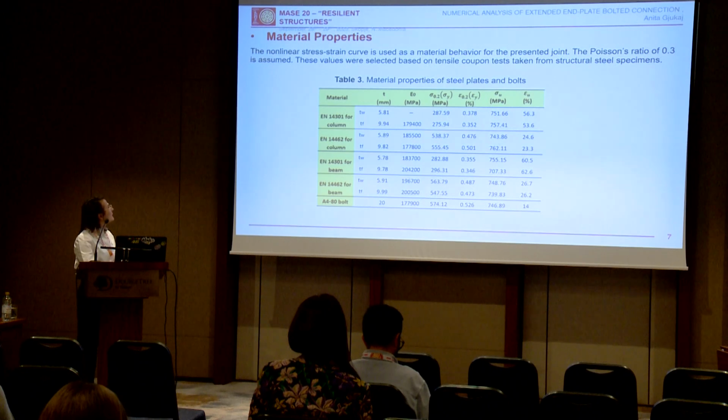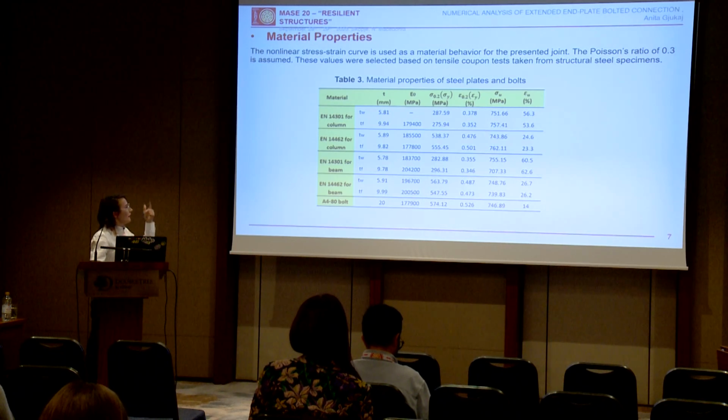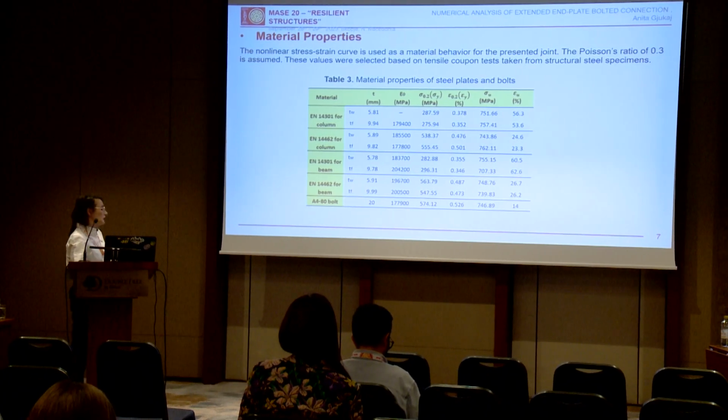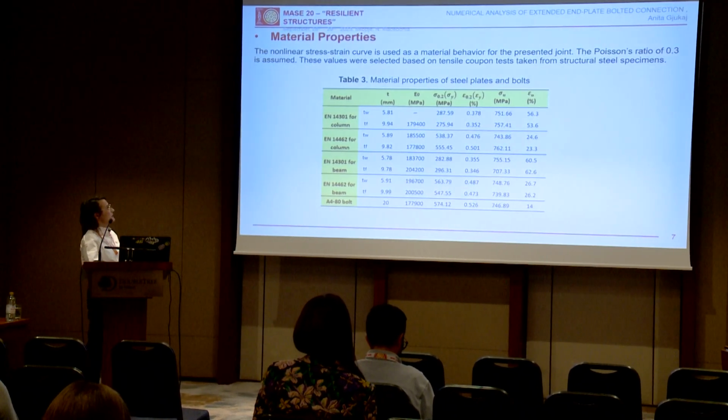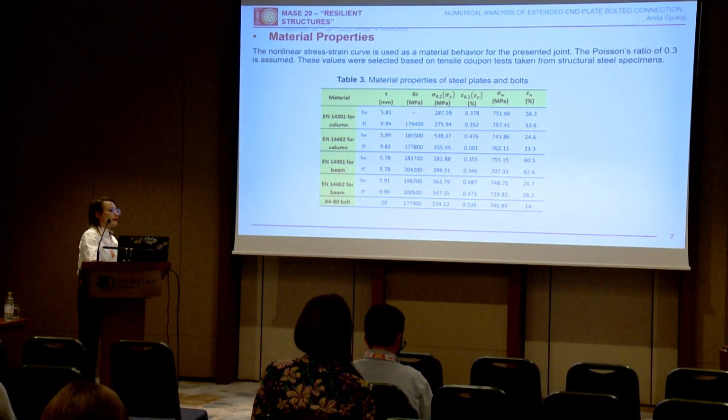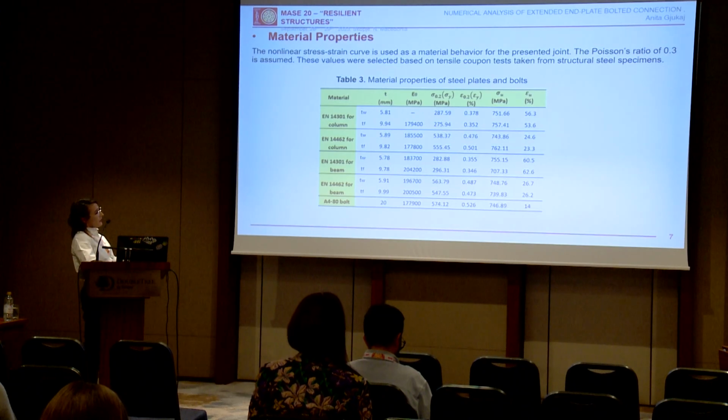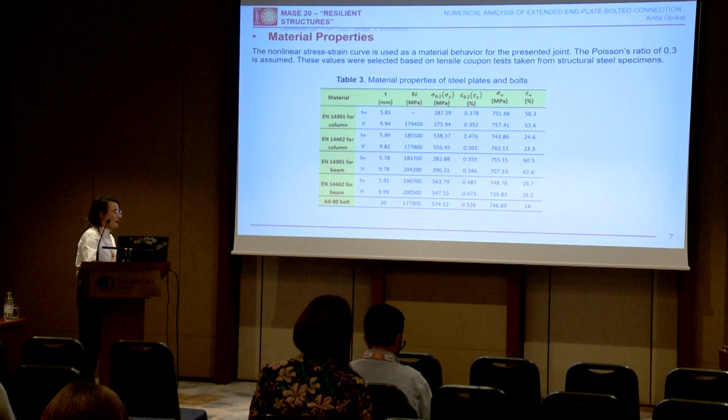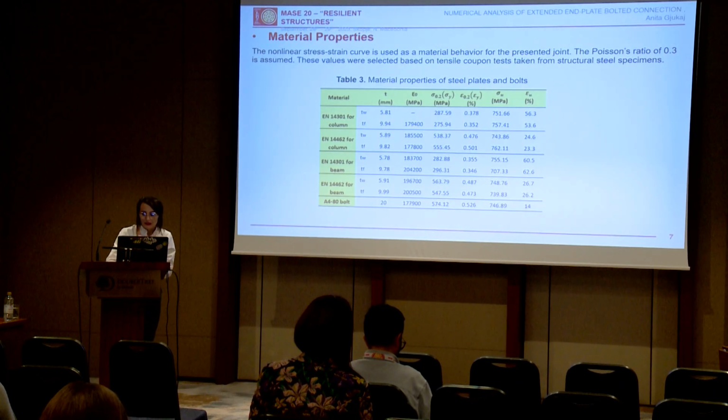Regarding the material properties, what we should pay attention to is the modulus of elasticity that is plotted in the table. The non-linear stress-strain curve is used as the material behavior for all of the materials presented here in the table, and those values are taken based on tensile coupon tests that were done on the structural steel.